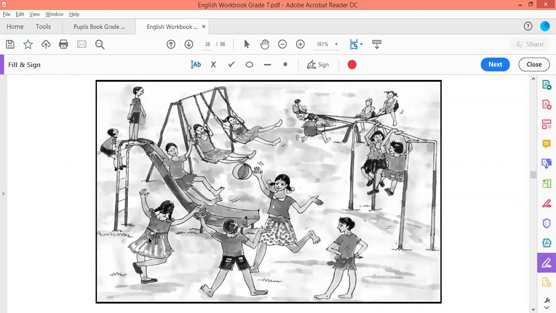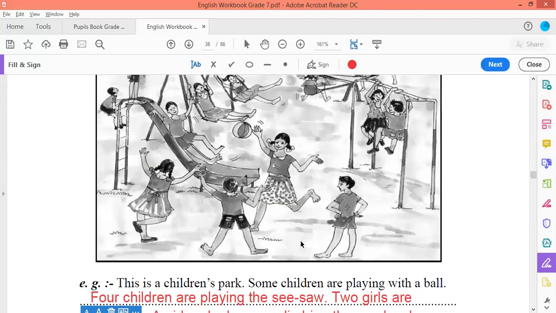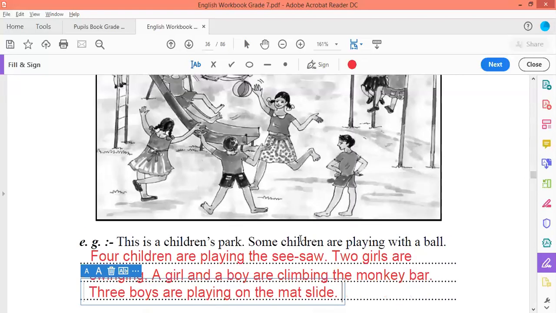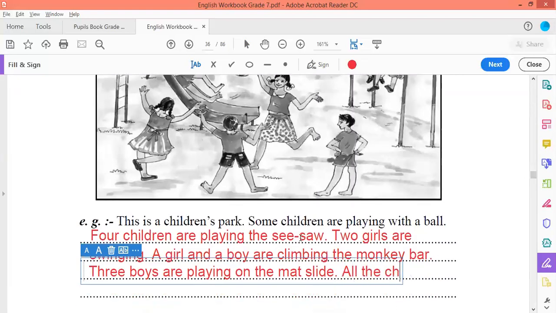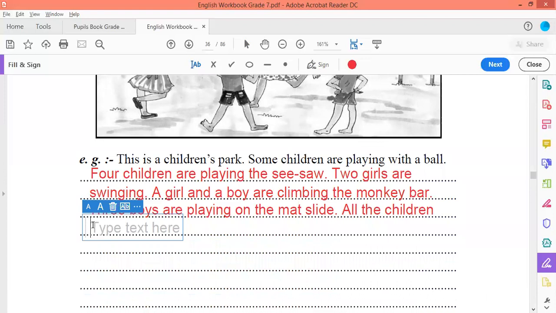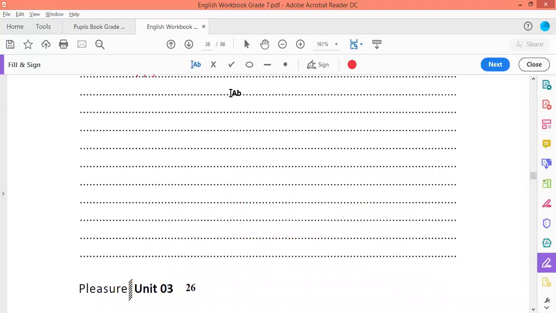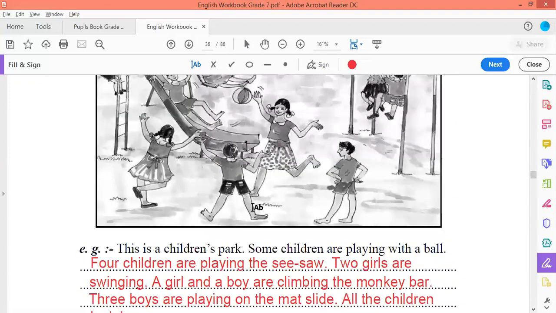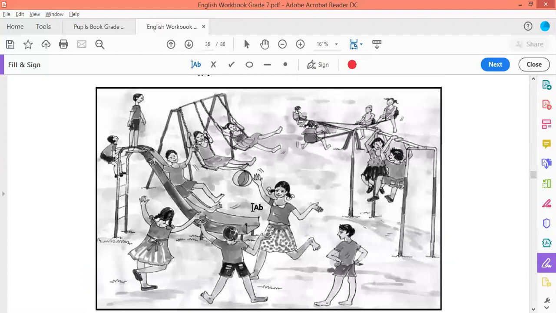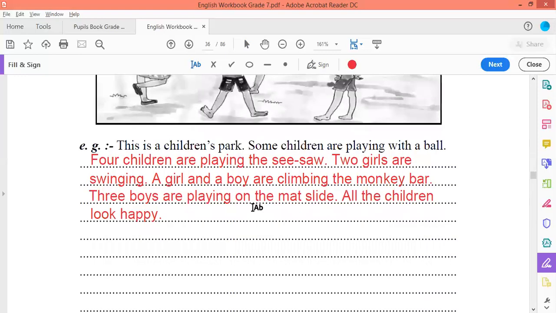Is there anything else you can mention? Now we've mentioned pretty much everything. Now we will just mention some general things. Do all the children look happy or sad? Happy. Yes, they look happy. But there is a large space to write. So what else can we think of? Now we can say all the children look happy. From here we can finish.